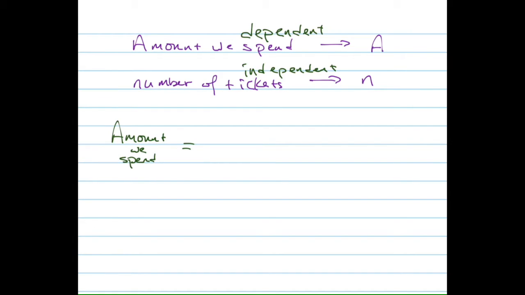Sarah? Okay, what do I multiply, Sarah? 15. Okay, but what's 15? The cost per ticket. Okay, so we're multiplying the cost per ticket by, you said N, which we already determined is the number of tickets. So there's our verbal model.